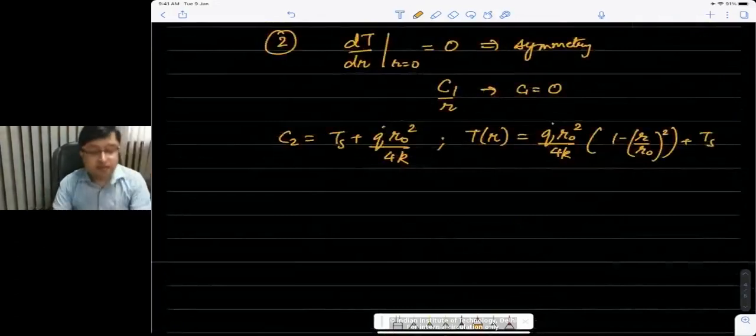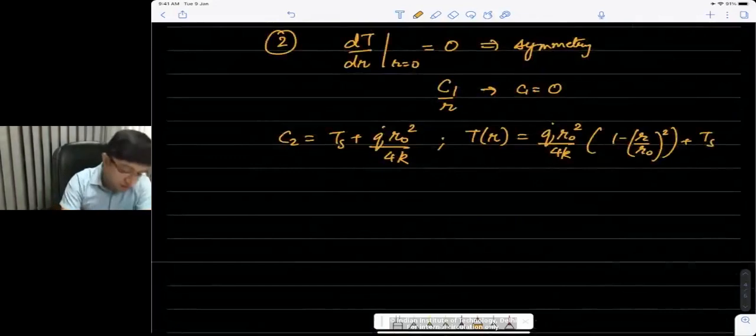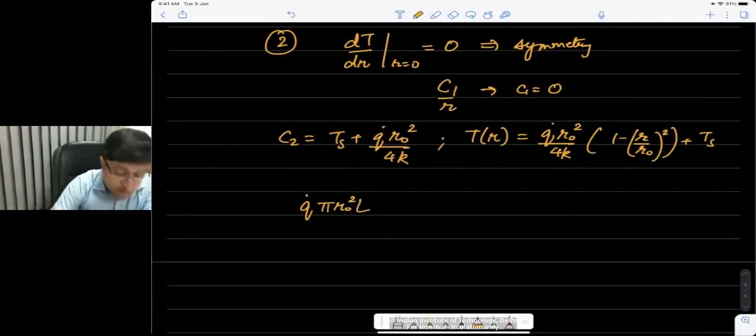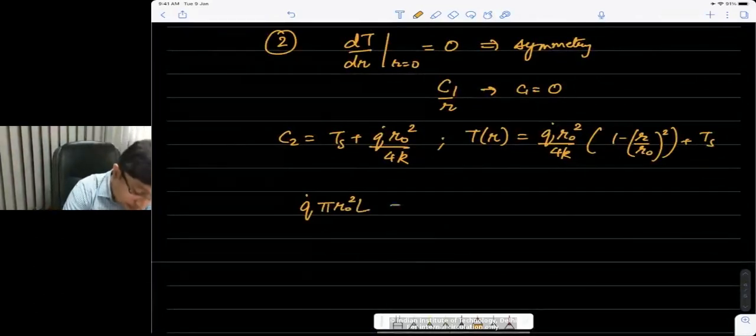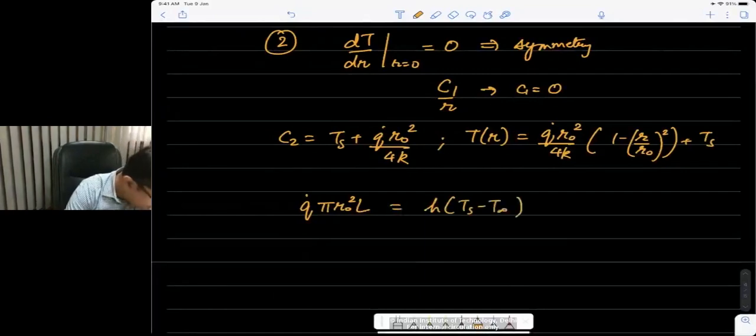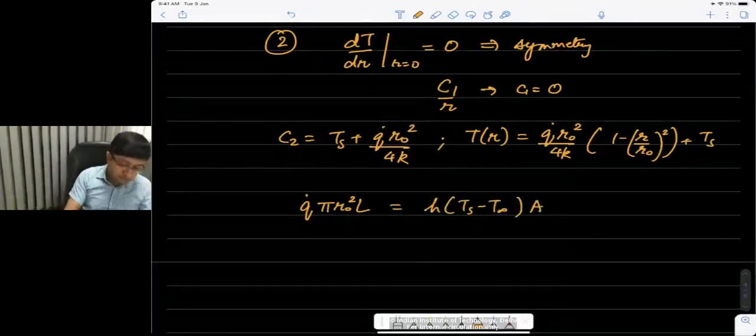So overall energy balance would mean that there is nothing coming in from this cylinder, everything is going out. So whatever is going out plus whatever is being generated should be zero. What is generated is q dot pi r naught square L, assuming it's a cylinder, it's not a sphere, and that should be equal to what is going out. So that is h times (Ts minus T infinity) into the surface area. So even using that equation, one can obtain Ts in terms of h and T infinity.